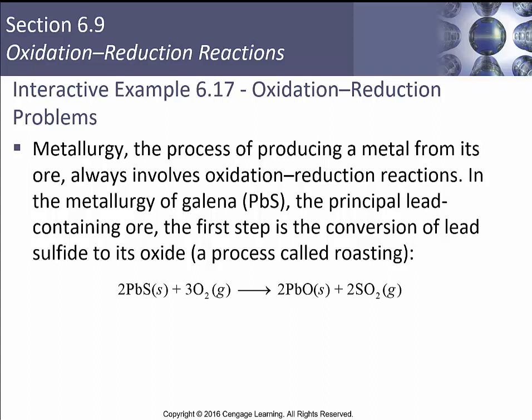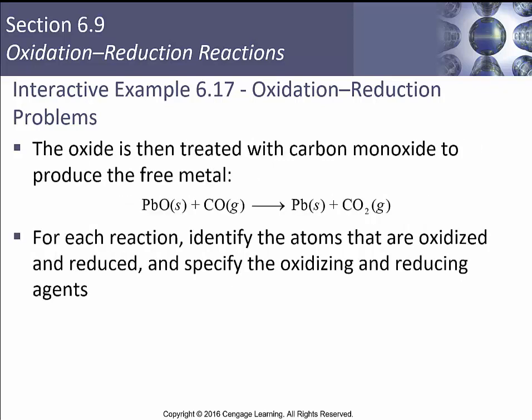In the metallurgy of galena, so lead sulfide, the principal lead-containing ore, the first step is the conversion of lead sulfide to its oxide. So we're going to take our lead sulfide and react it with oxygen to form 2 lead oxide and 2 SO2s. We then treat our oxide with carbon monoxide to produce the free metal. We end up with lead oxide and carbon monoxide to give us lead solid and carbon dioxide. For each reaction, we want to identify the atoms that are oxidized and reduced and specify the oxidizing and reducing agents. So we have 2 steps in here.